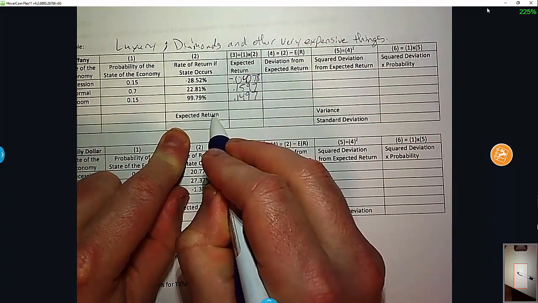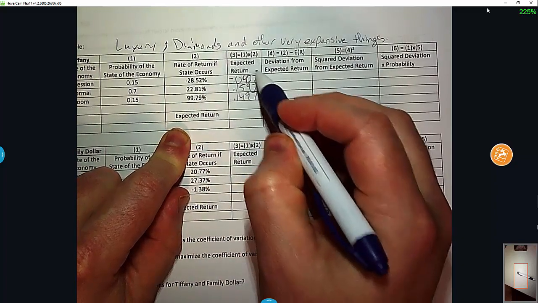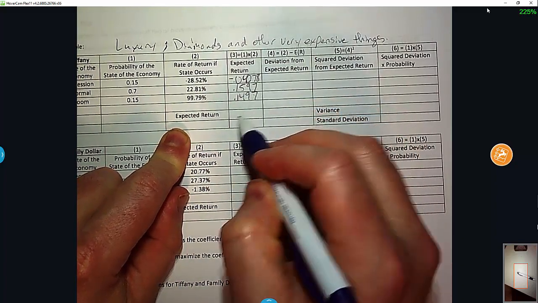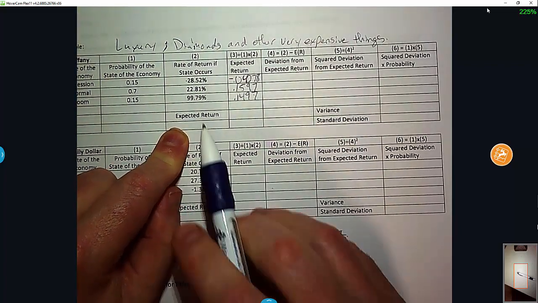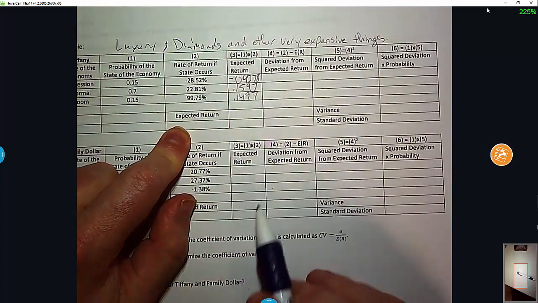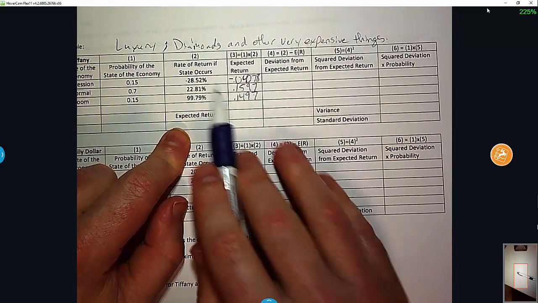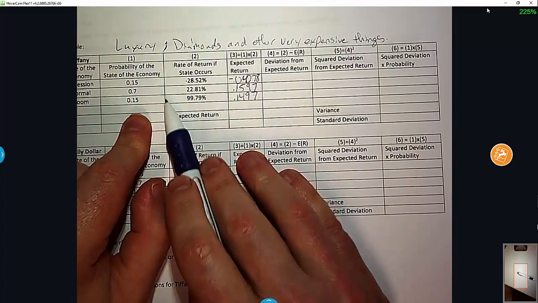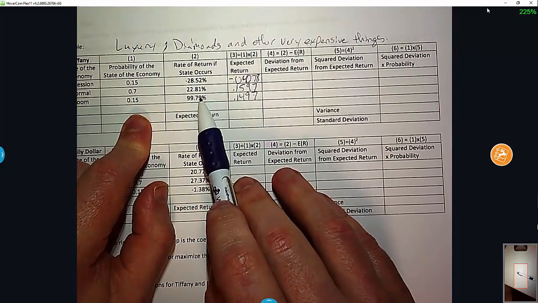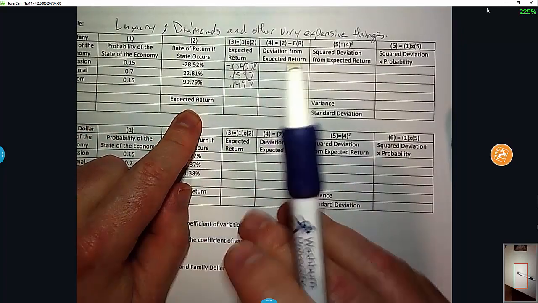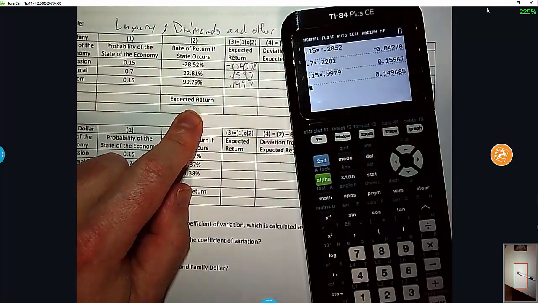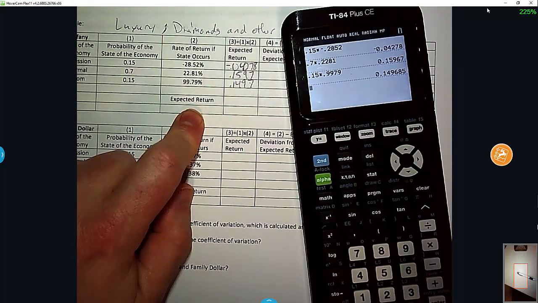So my expected return is the sum of these individual numbers. And so the idea here is that I don't know what next year's going to bring. It could be a recession, it could be a normal economy, it could be a boom. So I'm applying the probabilities of those occurring to the different returns that we expect to occur during those types of the economy to get the expected return for any given year. So now I'm going to add all those together.